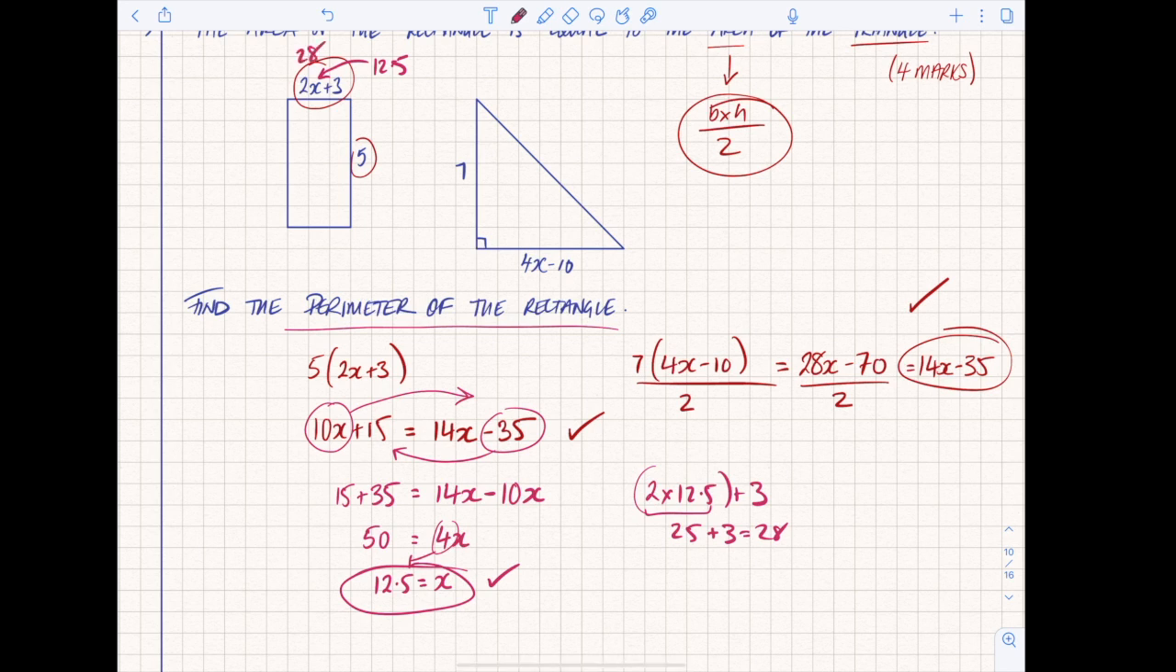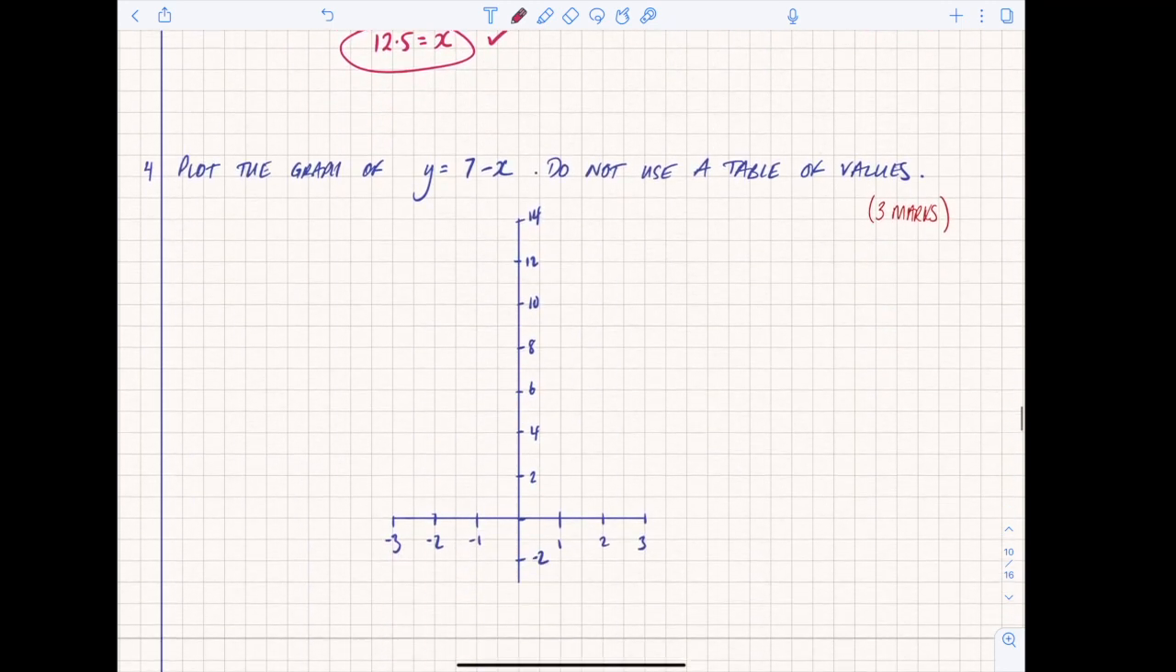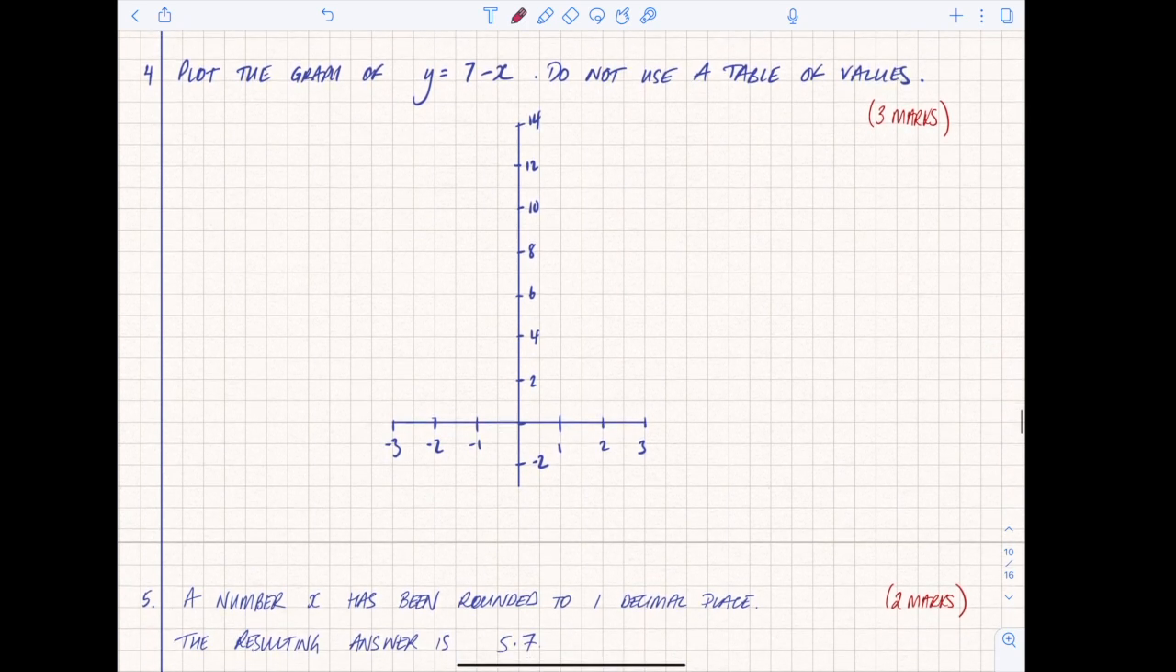So that becomes 28. I know that this would be 28 and I know this would be 5. Okay, obviously this is not drawn to scale because that is the longer side. So I probably should have done it the other way around, but the process for the question is the same. Add all that together. So then you're saying 28 plus 28 plus 5 plus 5 gives you a total of 66 centimeters. And that is your perimeter for this shape. Okay, so that's your question 3 done. Hopefully that helps you.